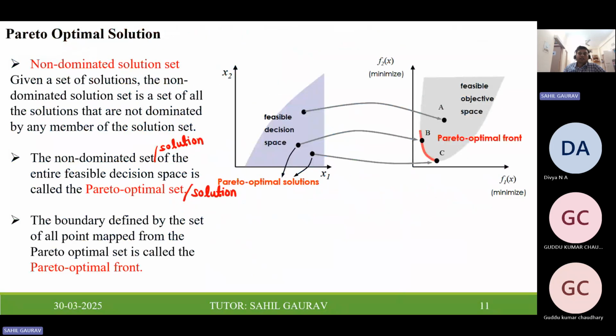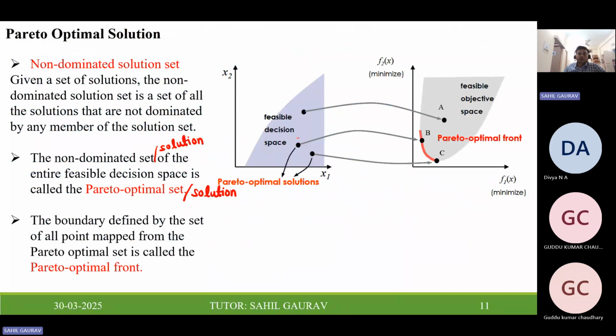Now how will you see this Pareto optimal solution? This Pareto optimal solution is a non-dominated solution set. And what are these non-dominated solution sets? We have a set of solutions. The non-dominated solution set is a set of all the solutions that are not dominated by any member of the solution set. The non-dominated set or solution of the entire feasible decision space is called the Pareto optimal set or solution.